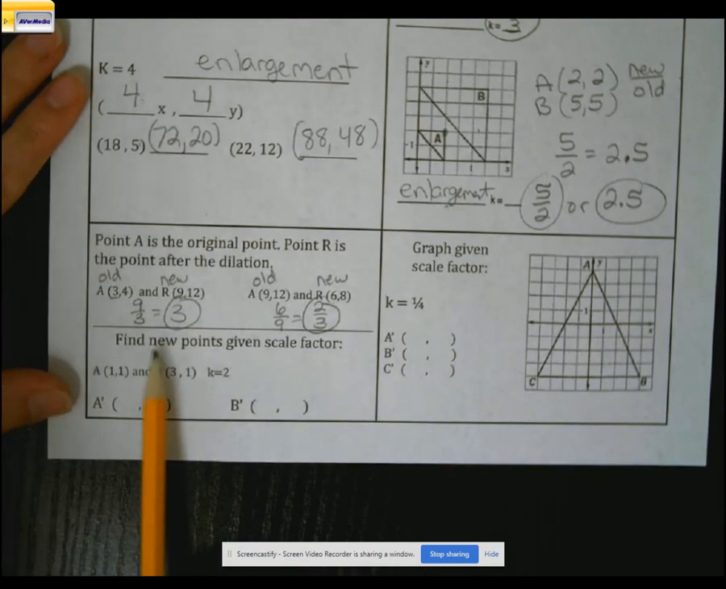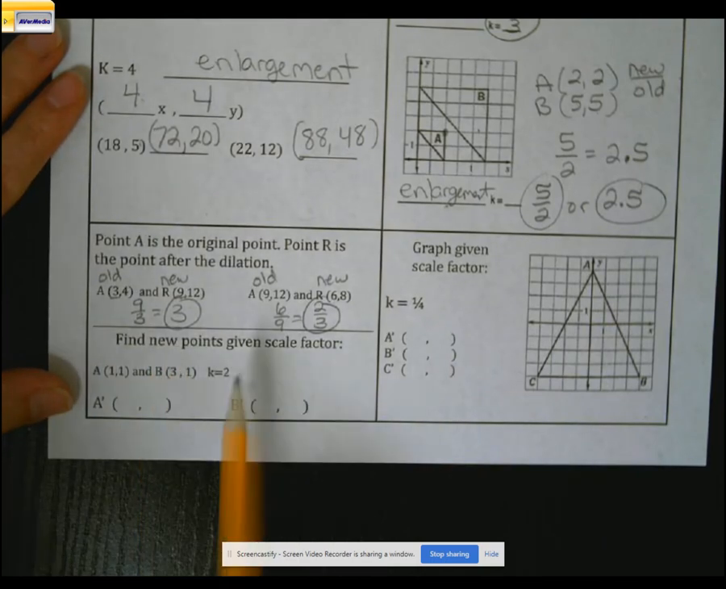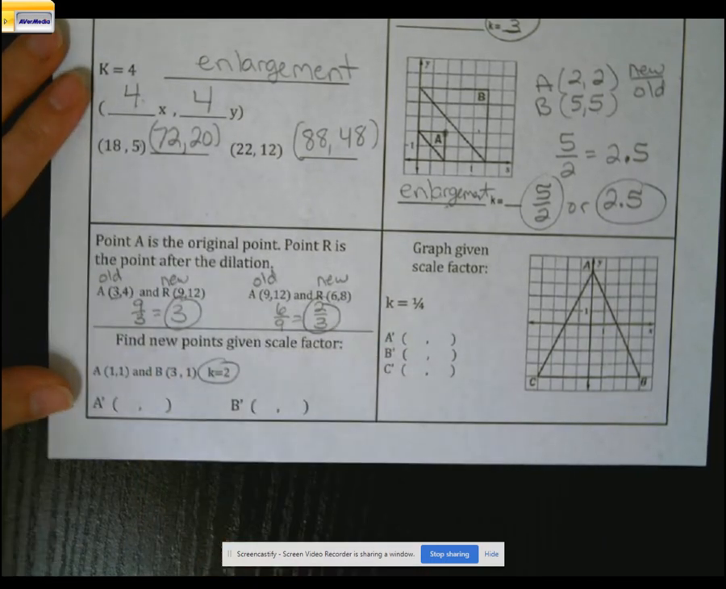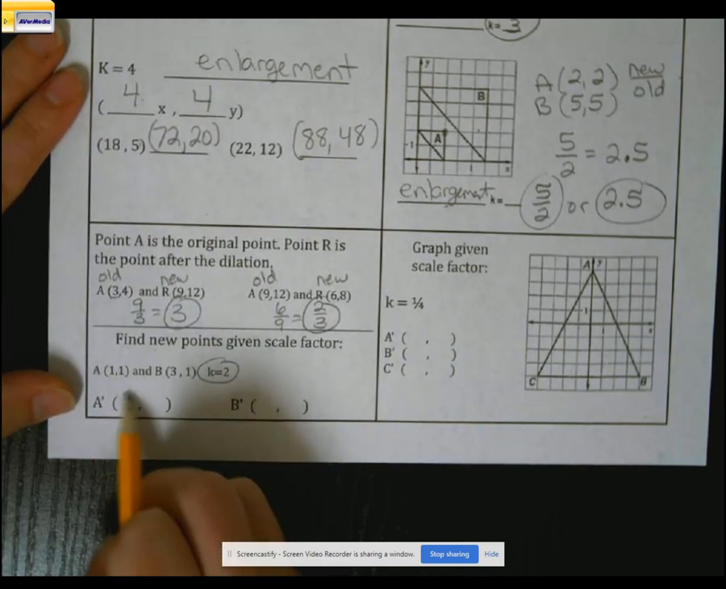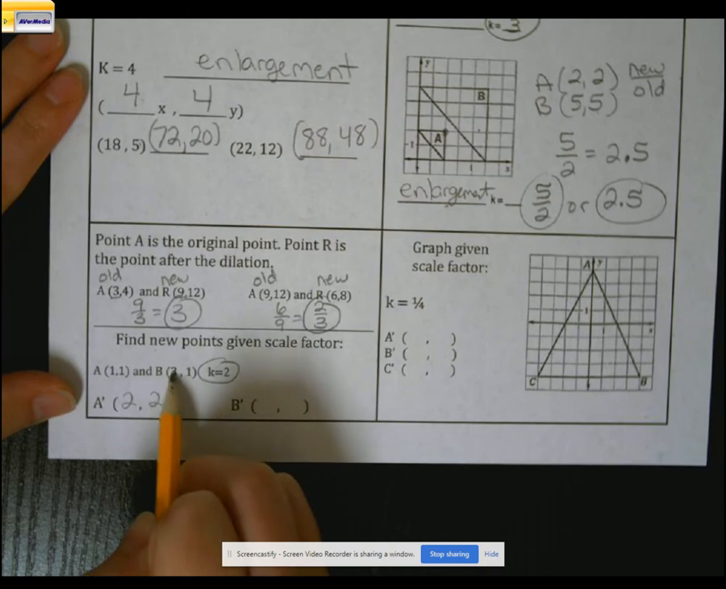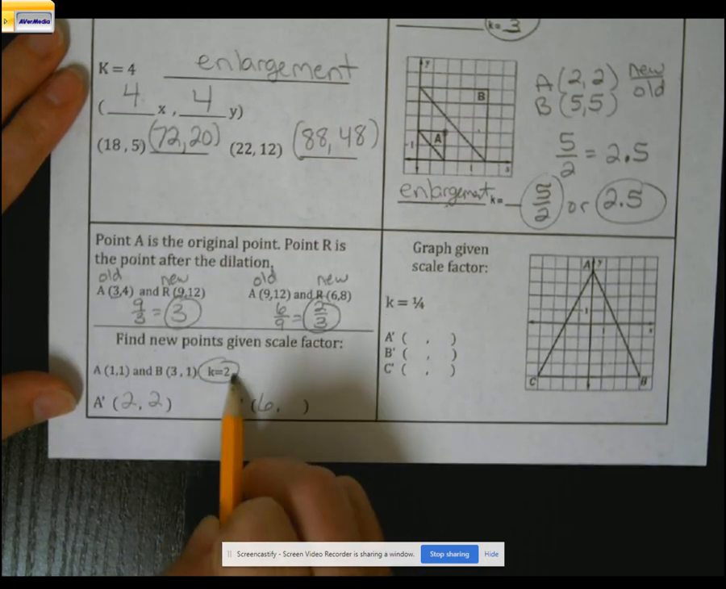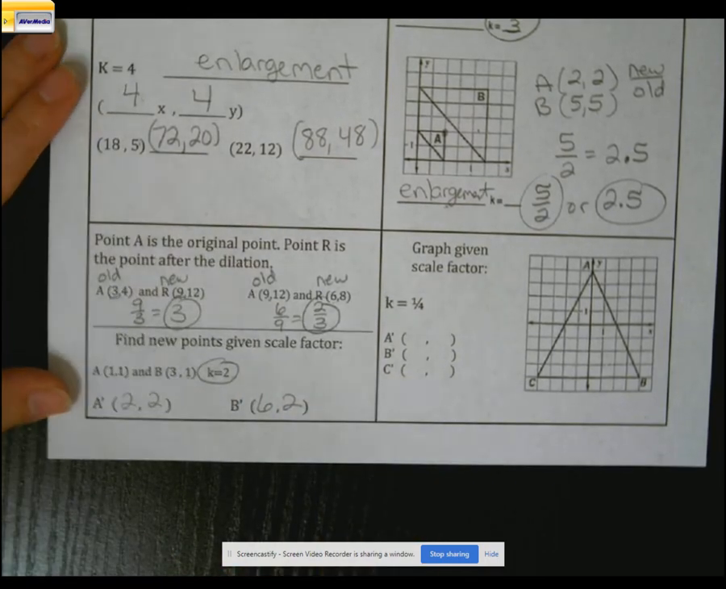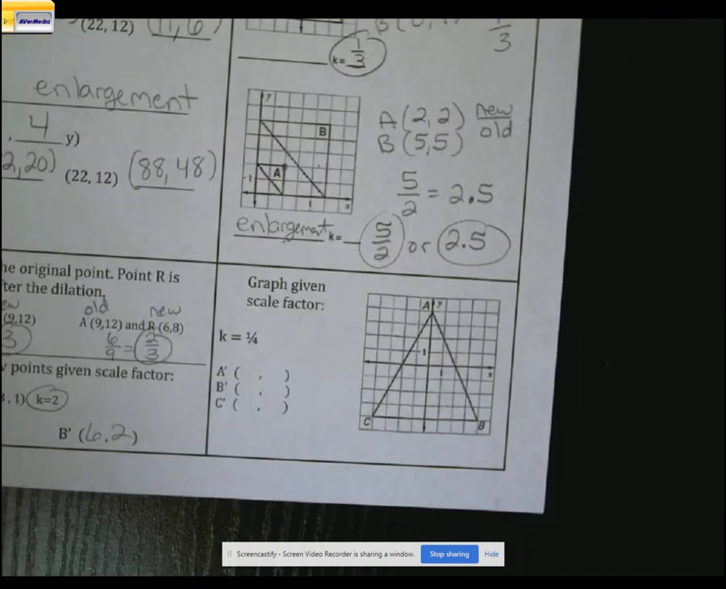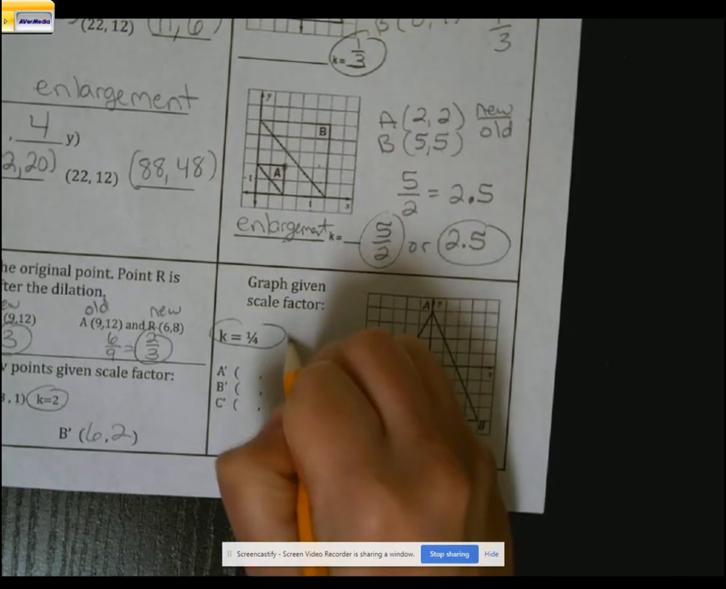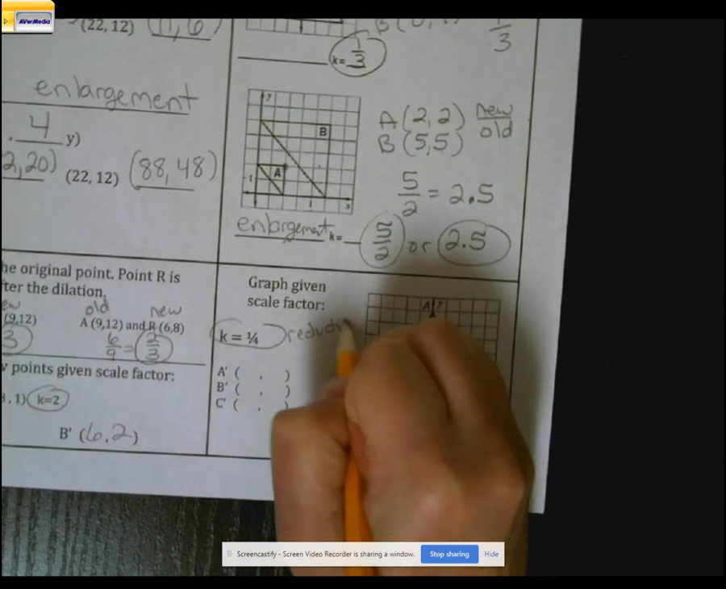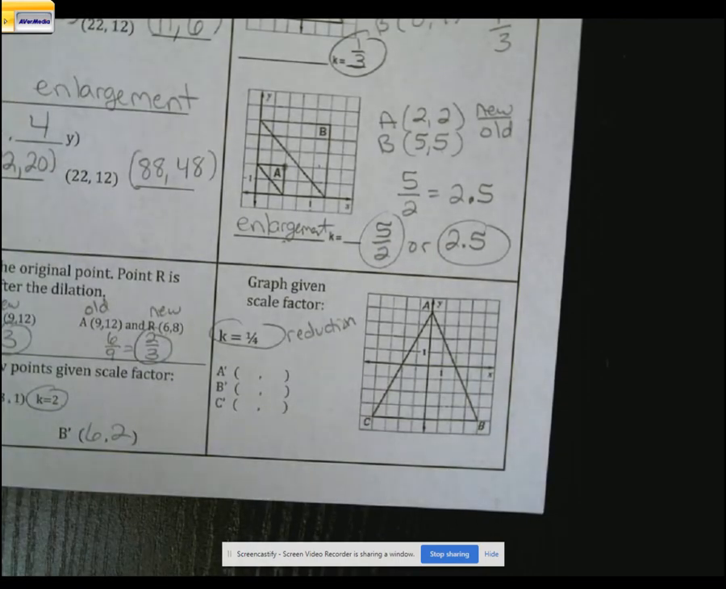All right, so I need to find the new points when I'm given the scale factor. Scale factor is 2, which means I just need to multiply each one of these points by 2. 1 times 2 is 2, 1 times 2 is 2, 3 times 2 is 6, 1 times 2 is 2. That's all there is to that. The last one here, I have a scale factor of 1/4, which means it's going to be getting smaller. Reduction. I always write that off to the side just to make sure.